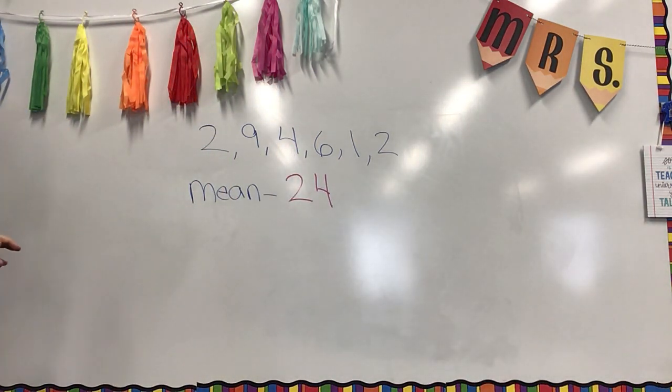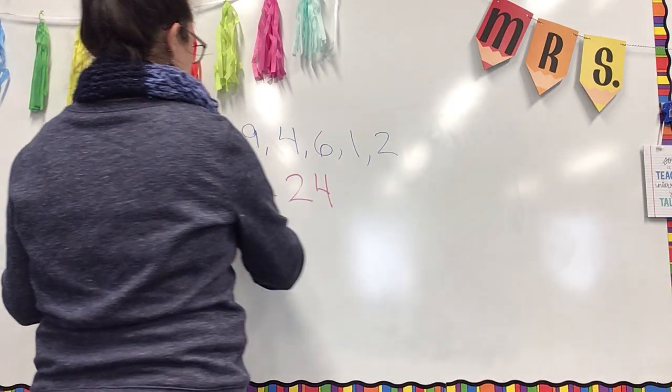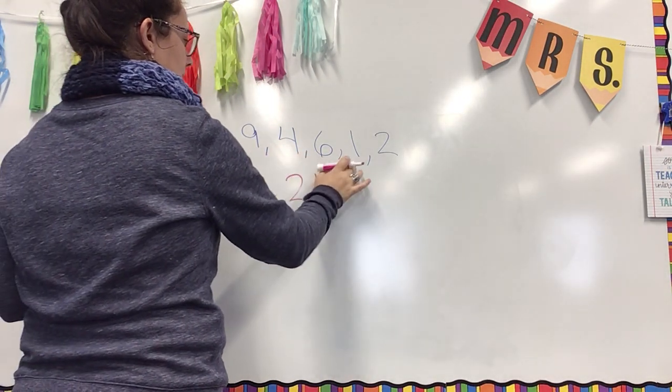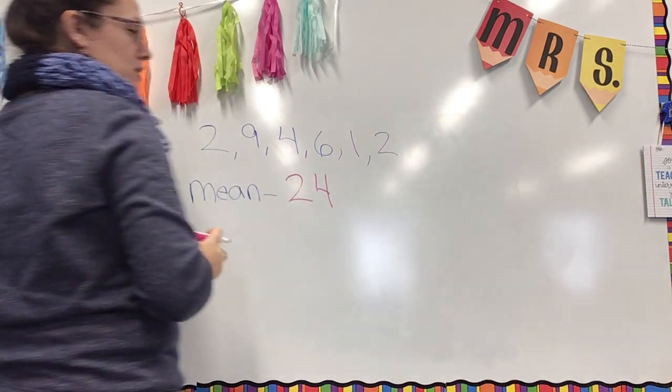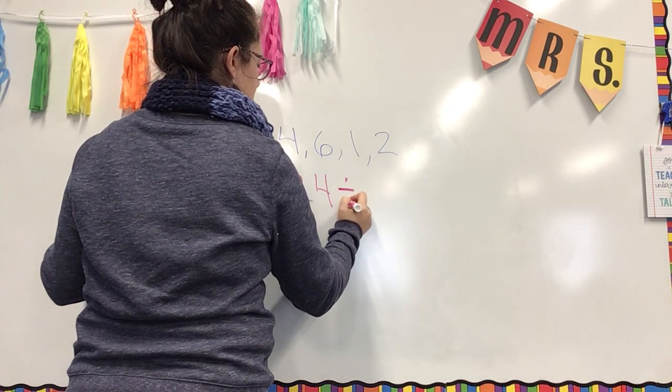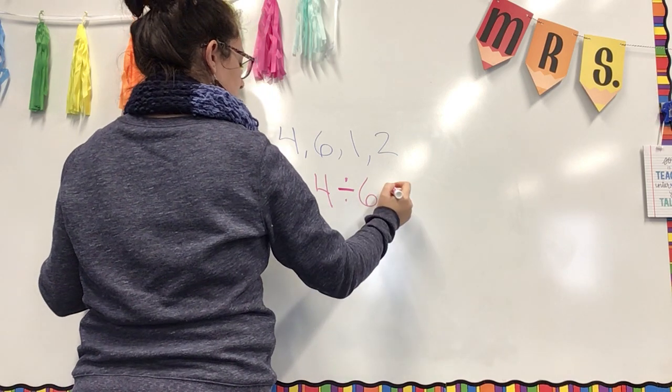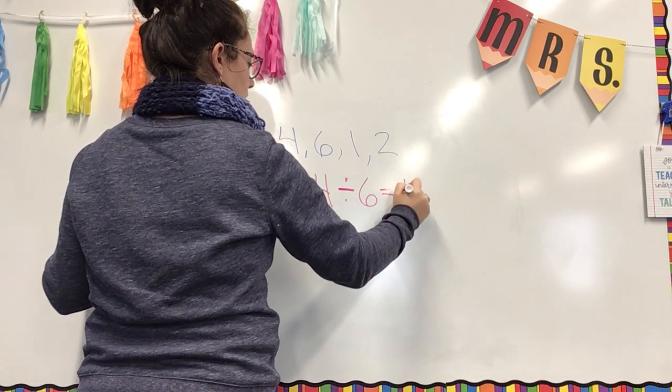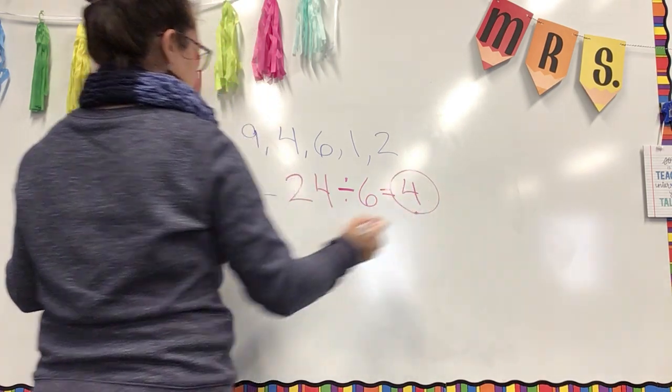Sophia? Count how many numbers there are. So there's 1, 2, 3, 4, 5, 6. What do I do with 6? Divide by 6. Divide it by 6 now. What is 24 divided by 6? 4. That is our answer for our mean.